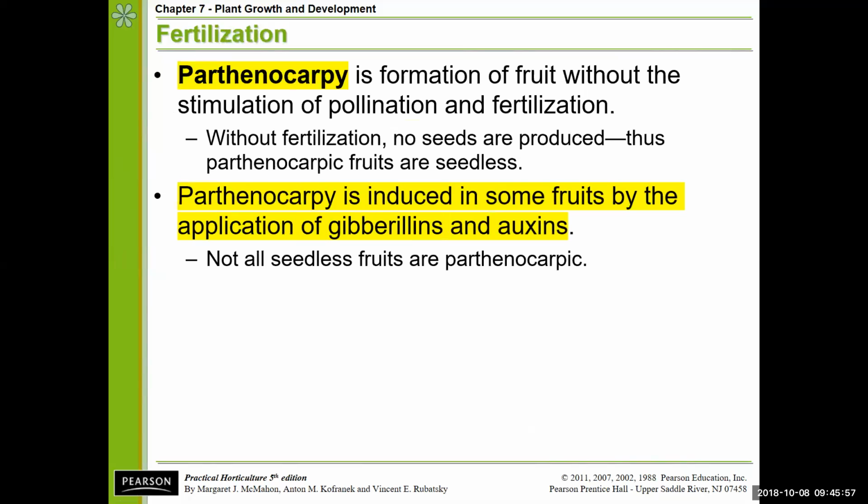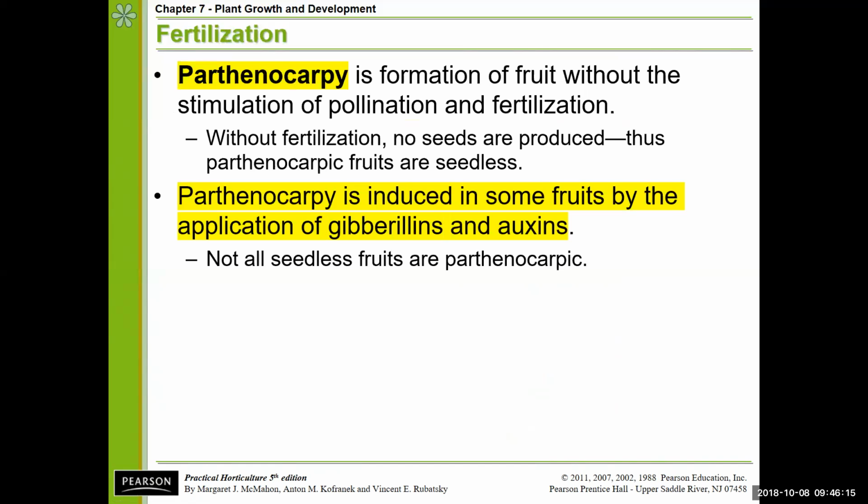It can also be induced intentionally in some fruits by the application of some of these hormones that we began to talk about, and we'll talk about more today. The particular ones that cause parthenocarpy are gibberellins and auxins.